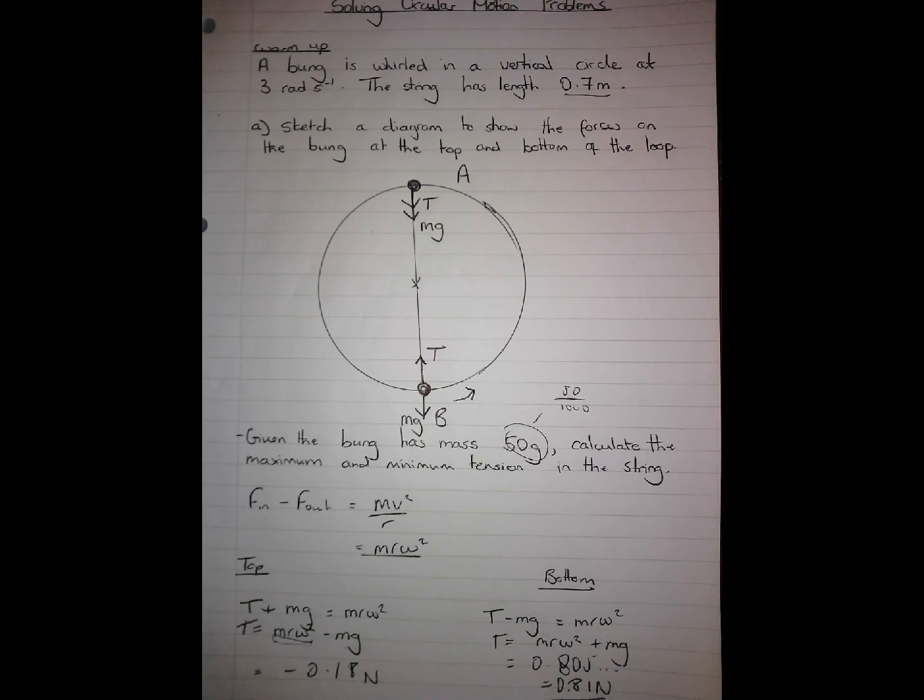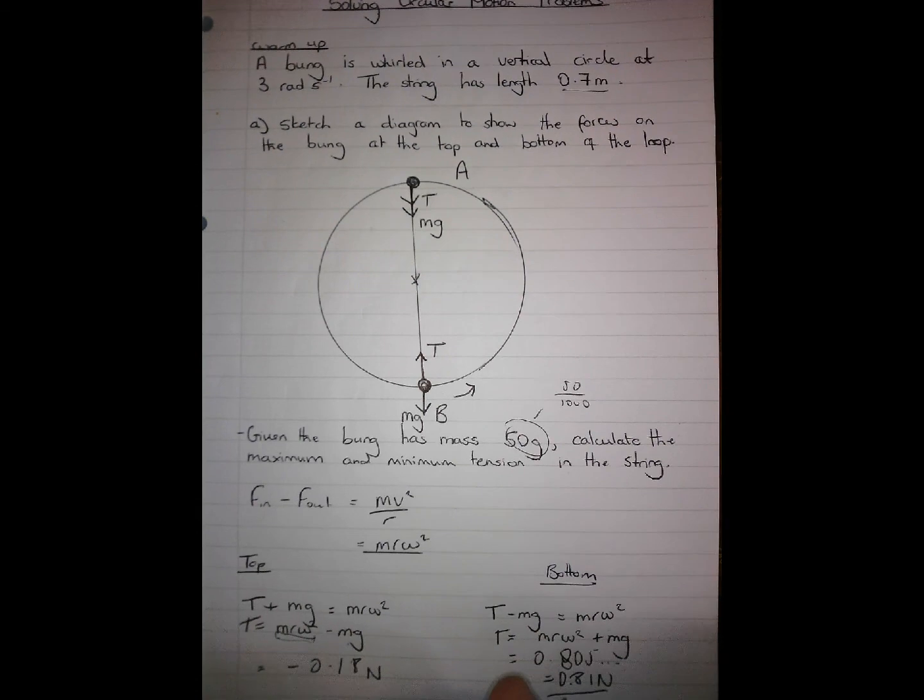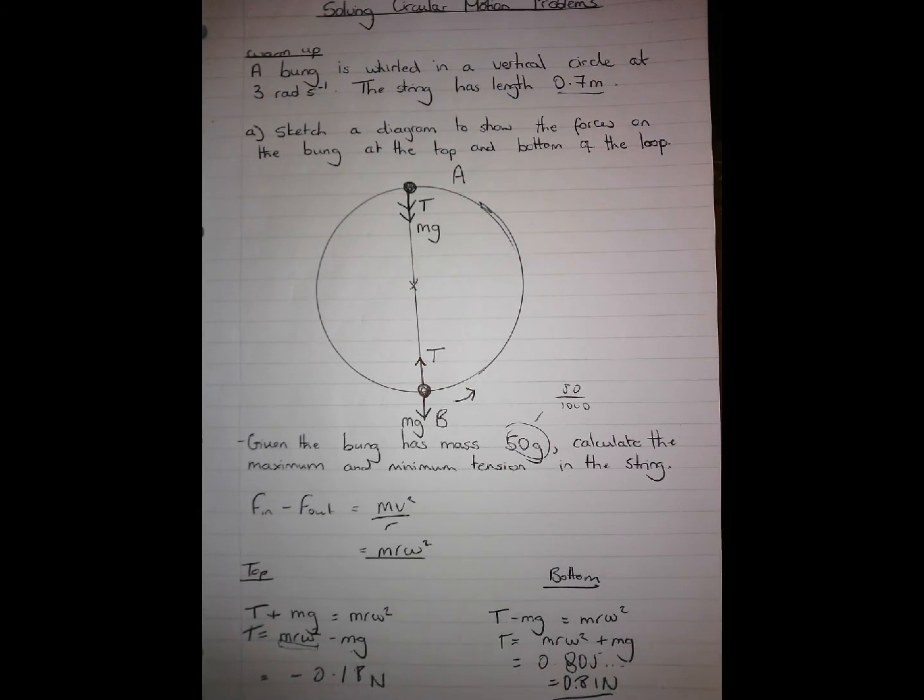So after solving that problem for both the tensions, you should have a tension at the top of minus 0.18 newtons and a tension at the bottom of 0.81 newtons. You have a negative tension. What I would like you to do before you move on to the next video is see if you can think about what the significance of that negative tension is, because we know here that that must be a problem.